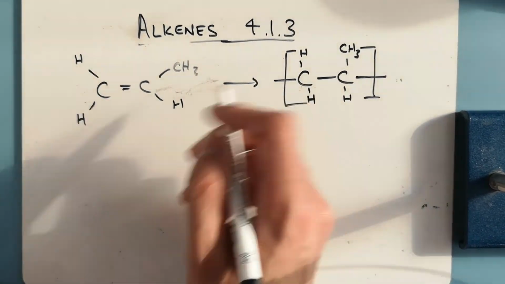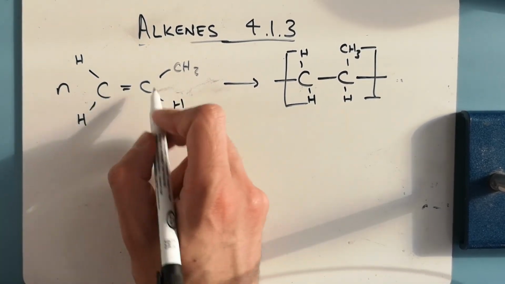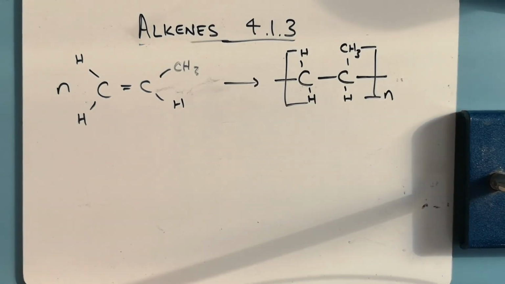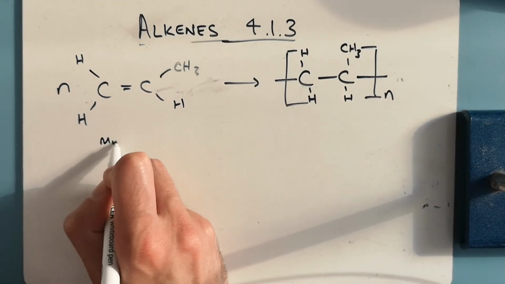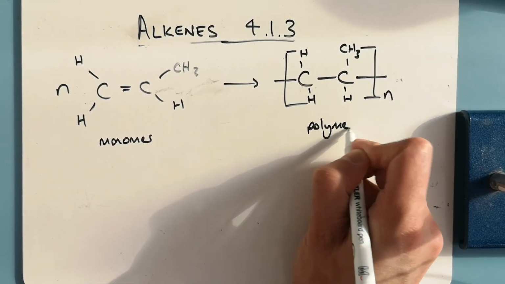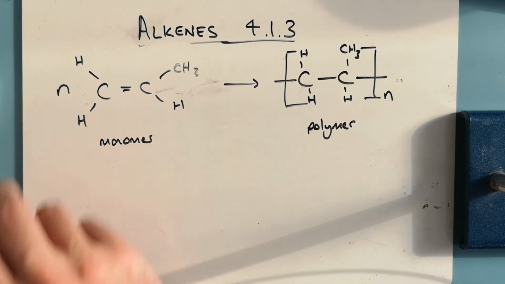And now what often happens, to show there's lots and lots of them, we say there are n numbers of this one, and there are n numbers of this repeat unit. So this is the monomer, and this is the polymer. And you will get either asked, here's the monomer, draw the polymer, or here's the polymer, draw the monomer.